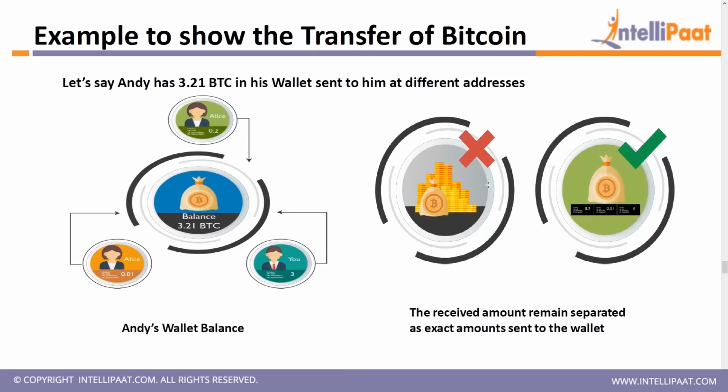Now an example to show the transfer of Bitcoin. Let's say Andy has 3.21 Bitcoin in his wallet sent to him at different addresses. So these amounts were sent from Alice, me, you, or Alice again. These all have different addresses and they send the balance to Andy and constitute 3.21 Bitcoin in his wallet. The received amount remains separated as the exact amount sent to the wallet, as you can see here in the figure, and that is called transaction output.